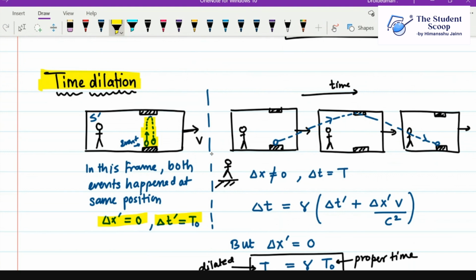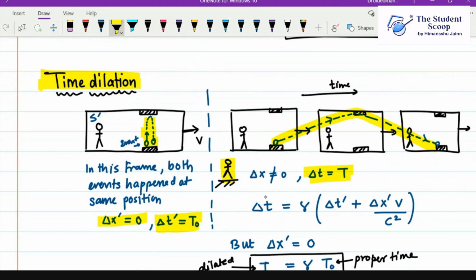But for the person on the ground, this event is not happening at the same position. You can see that as the train moves to the right, the ball also moves to the right, hits the upper part and then comes back. So delta T will be equal to capital T. We are just labeling it: delta T dash is T naught and delta T is T.